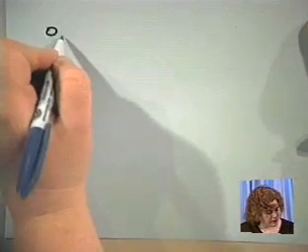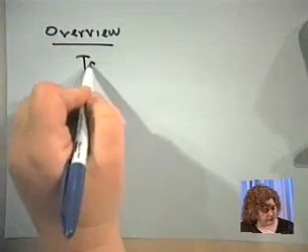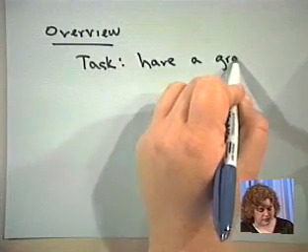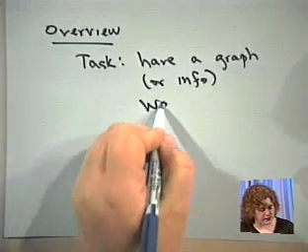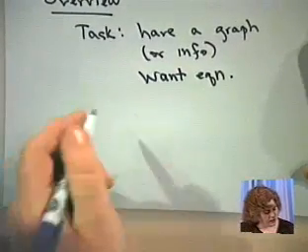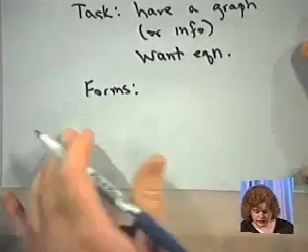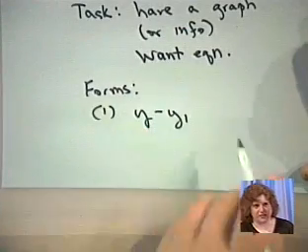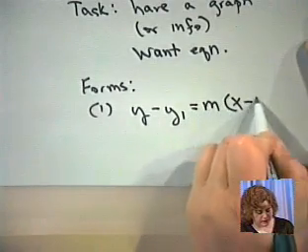To put some names to what I'm talking about, our task here is that we have a graph or some information about a graph, and we want an equation, which I'll abbreviate EQN. There are three major patterns or forms that we'll look at. The first is called the point-slope form, and it's going to have a form y minus y1, and I'll explain what these letters mean in a little bit, is m times x minus x1.